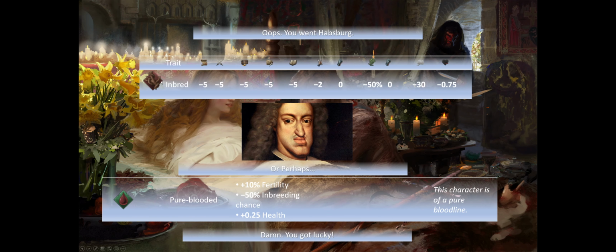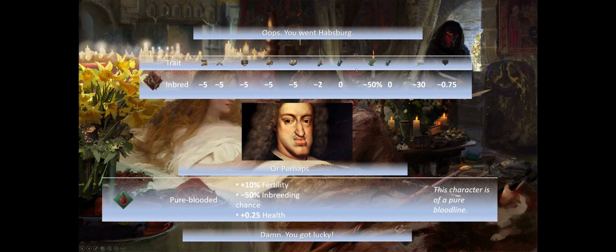In the game, gaining the inbred trait is bad, very bad in fact. You get -5 to all of your stats, as you can see here. You get -2 on your prowess. You get -50% to your attraction because you look kind of, well, like this. Your opinion is also affected negatively with other characters because you're inbred, and inbreeding is generally considered bad. And lastly, you suffer a pretty whopping health modifier, a 75% debuff to your health.